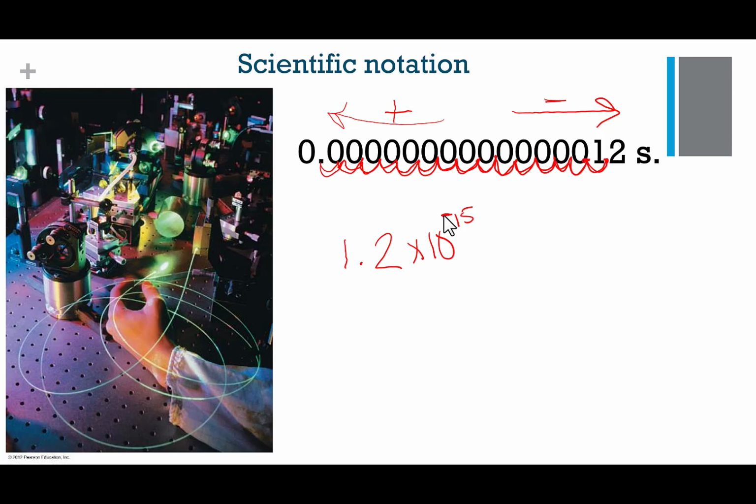If the number was originally bigger than 1, so something like this, that would be a positive exponent. So either one's going to get you to the same place. So we can use scientific notation to reel these numbers in and make them a little bit more user-friendly.